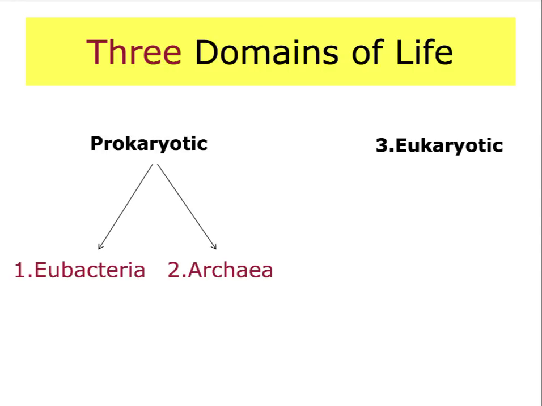The next level of classification of cells is into domains. So prokaryotic and eukaryotic cells can be broken down into three major domains. Basically, the prokaryotic cells are subdivided into two domains. We have the eubacteria, which means true bacteria, and then we have archaea. The eukaryotes stay as their own domain called eukaryota. In summary, the three domains of life are eubacteria, number one, number two, archaea, and number three, eukaryota.